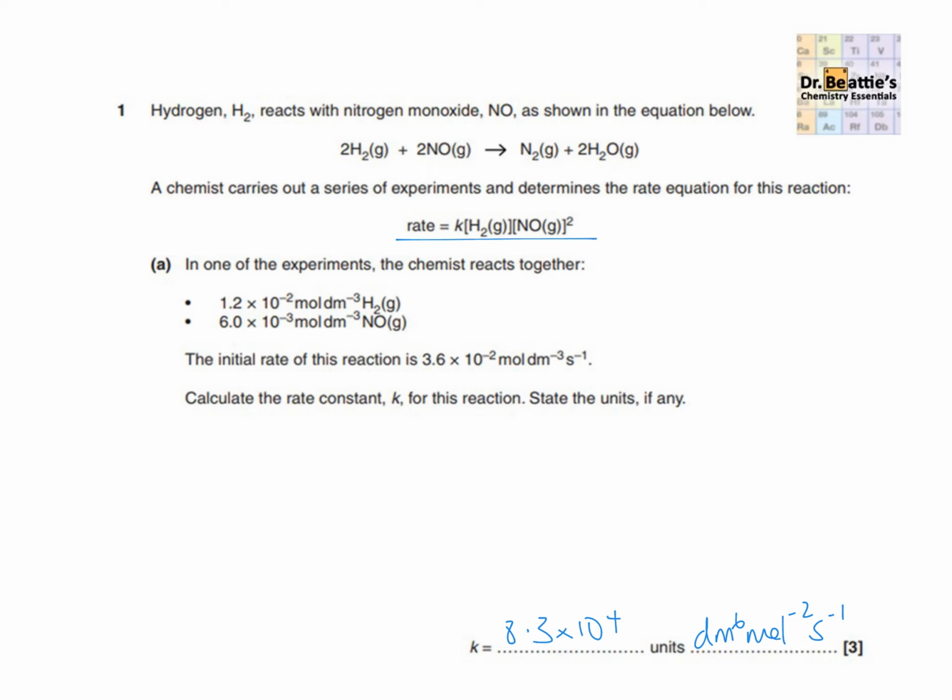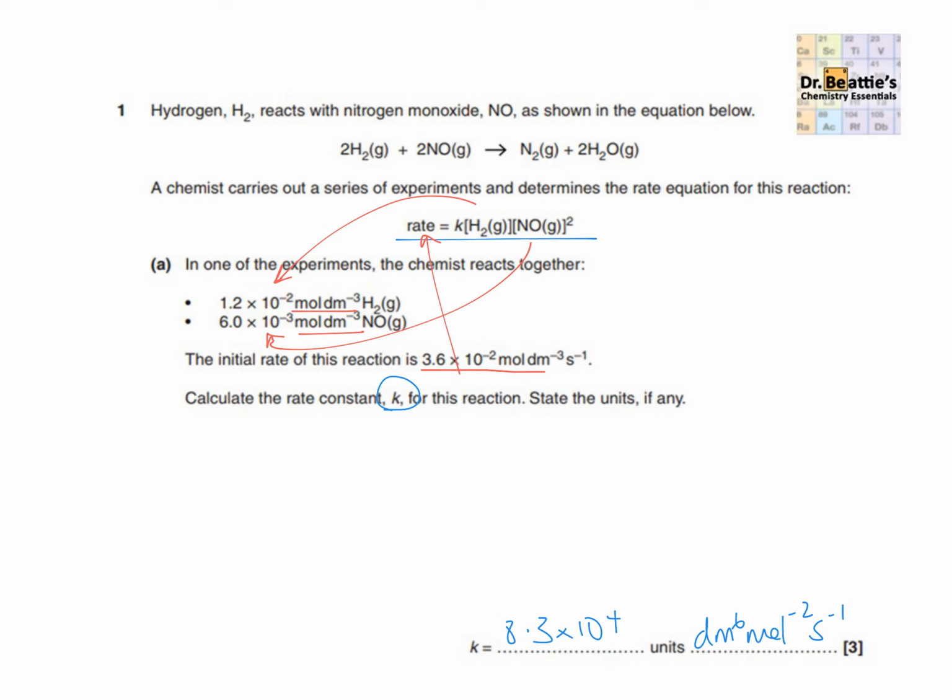So we've been given the rate equation there, and we're being asked to work out what K is. Now, in terms of some of the data that you've been given, the initial rate is 3.6 times 10 to the minus 2, so that's our rate, this part of the equation. And we've been given concentrations given by the units here. For hydrogen, we've been given 1.2 times 10 to the minus 2, and for the nitrogen monoxide, we've been given 6 times 10 to the minus 3.